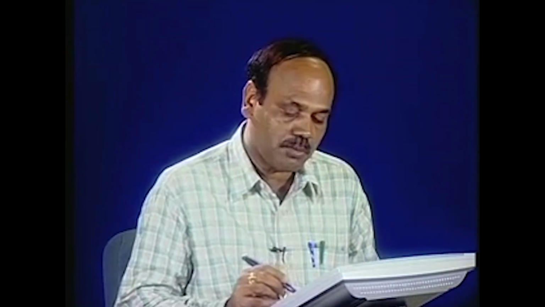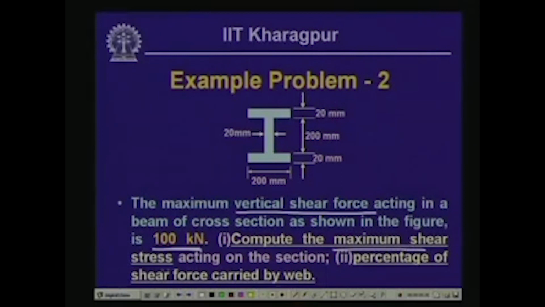Now, we will have to compute the maximum shearing stress that is occurring in this particular section, and how much shear force is going to be carried by the web out of the total shear force that will be coming in this cross section. So, these are the two aspects we will have to compute: the maximum shear stress acting on this section, and then the percentage of shear force that will be carried by the web of this beam.